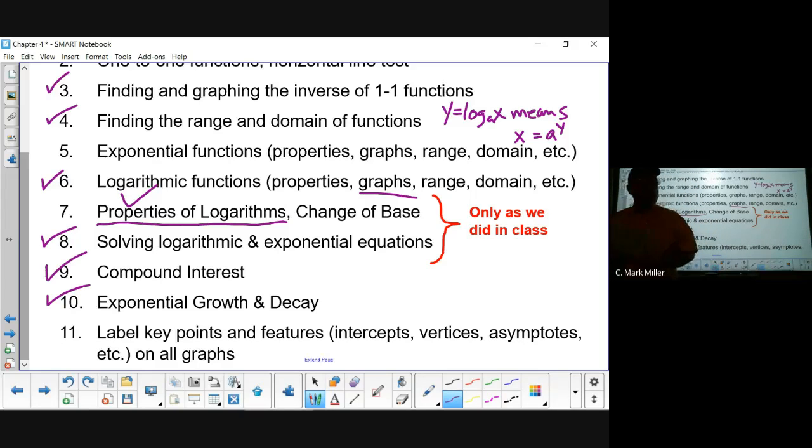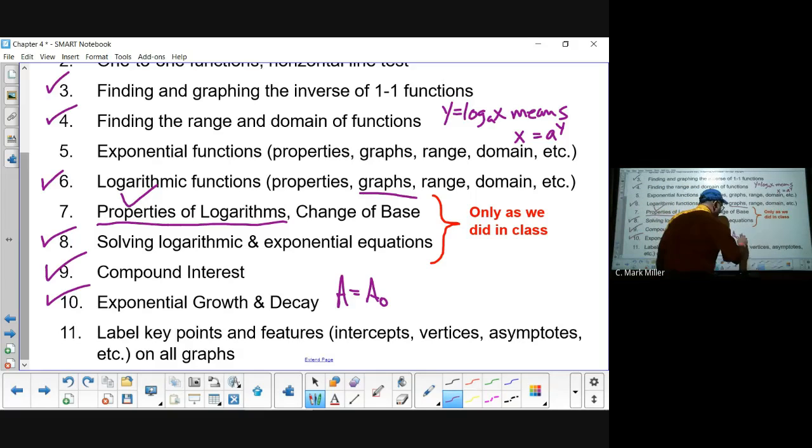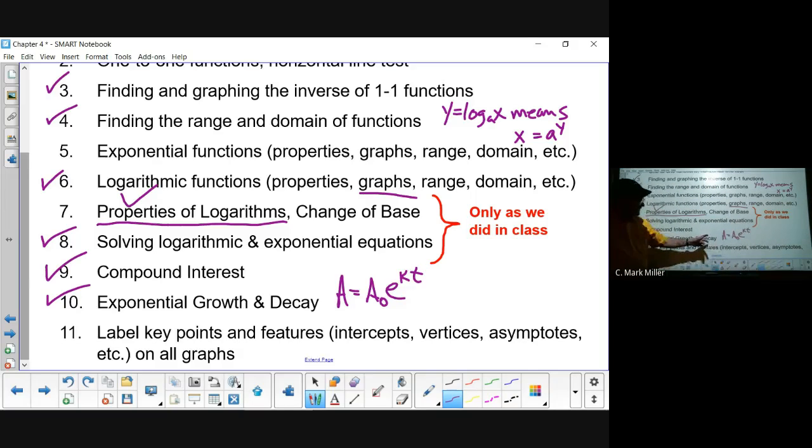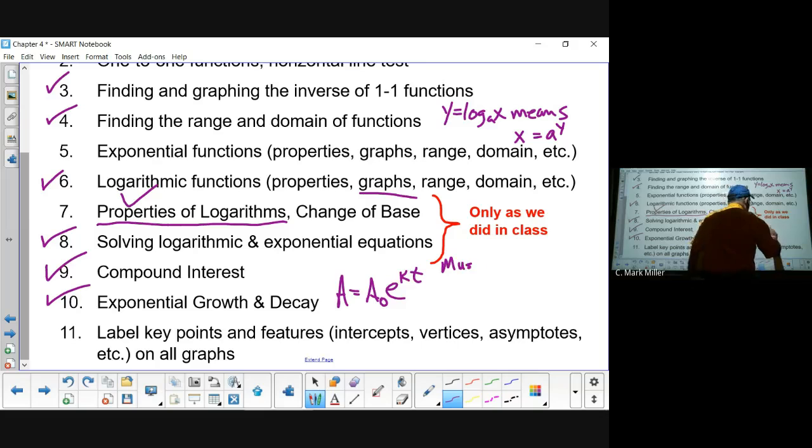exponential growth and decay, you are going to use the fundamental equation A equals A0 e to the kt. And you've got to identify in the problem if you're given any of these. And then with that, you must find 2 things. Number 1, you got to find A0. Number 2, you need to find k.